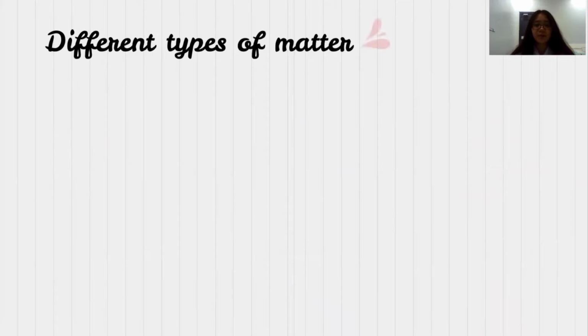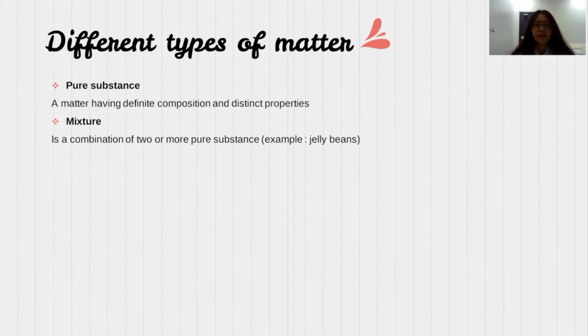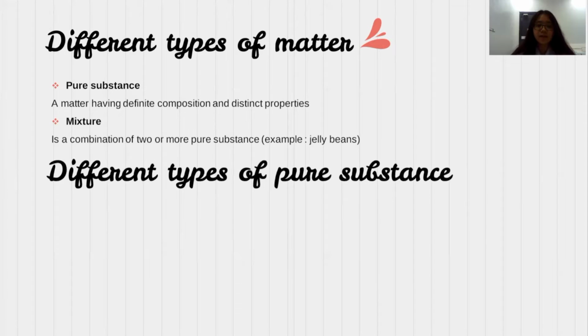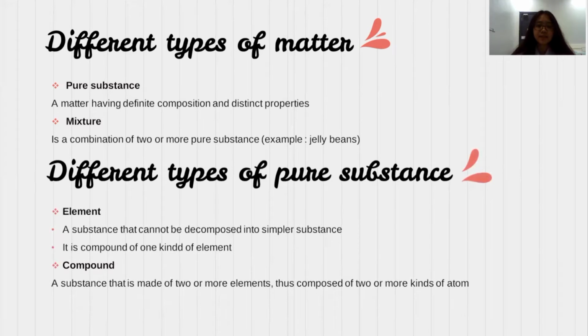Different types of matter is divided into two, pure substance and mixture. Pure substance is a matter having definite composition and distinct properties, while mixture is a combination of two or more pure substances, for example, jelly beans. Next is different types of pure substance. Pure substance is divided into two, element and compound.